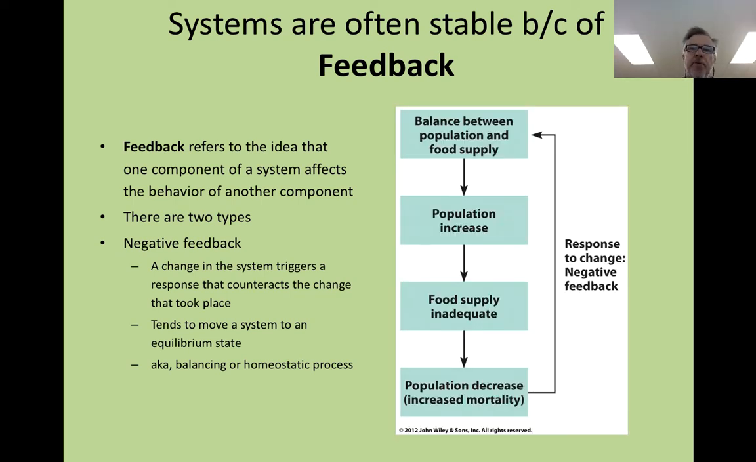And here's an example of a negative feedback loop. A population will increase from a point at which it was balanced, where there was a balance between population and food supply. The food supply becomes inadequate, so as a result, mortality, death, increases. This causes the population to decrease, and as a result, the population drops back to the balance point where population and food supply are in balance, and so population is back at its original level.